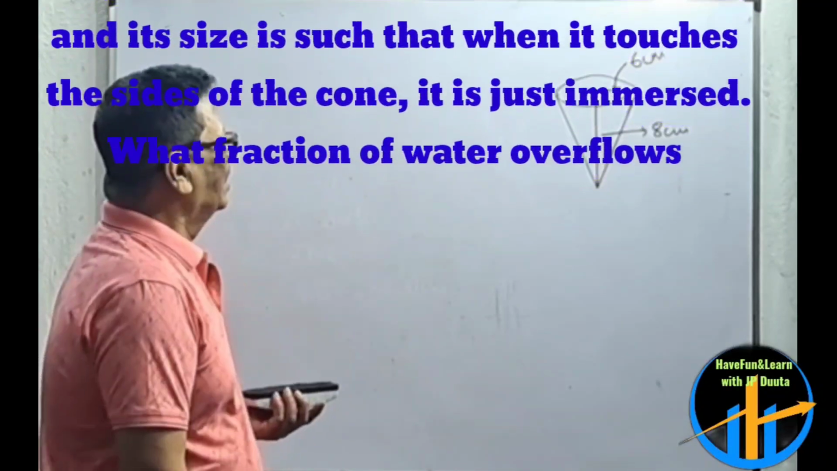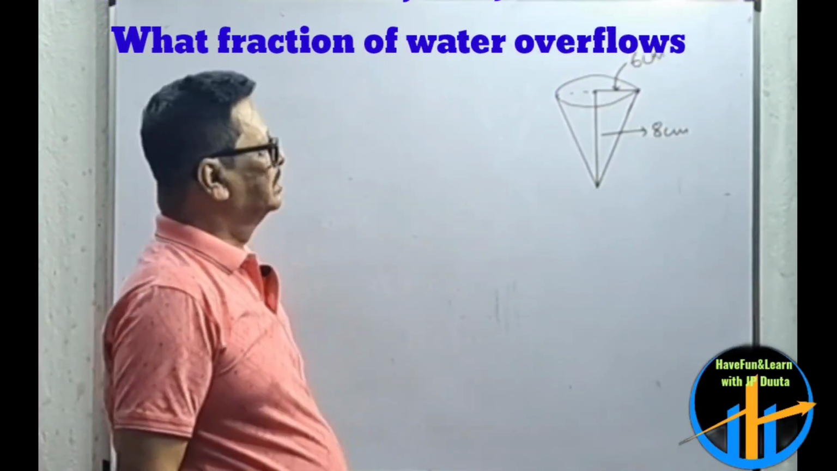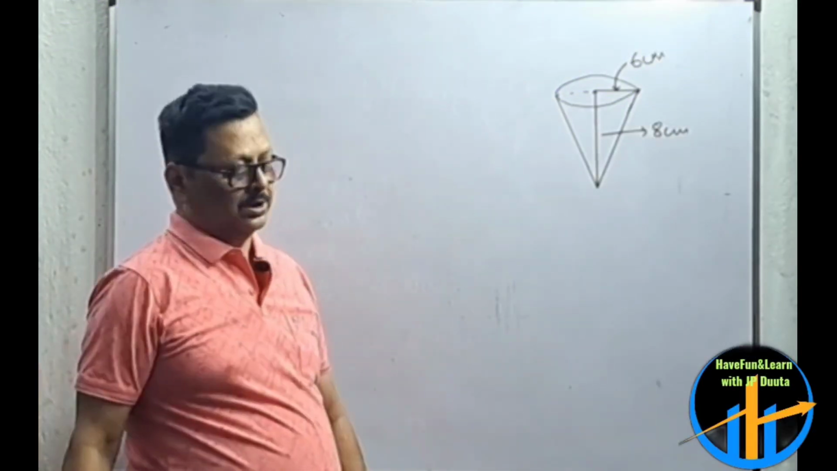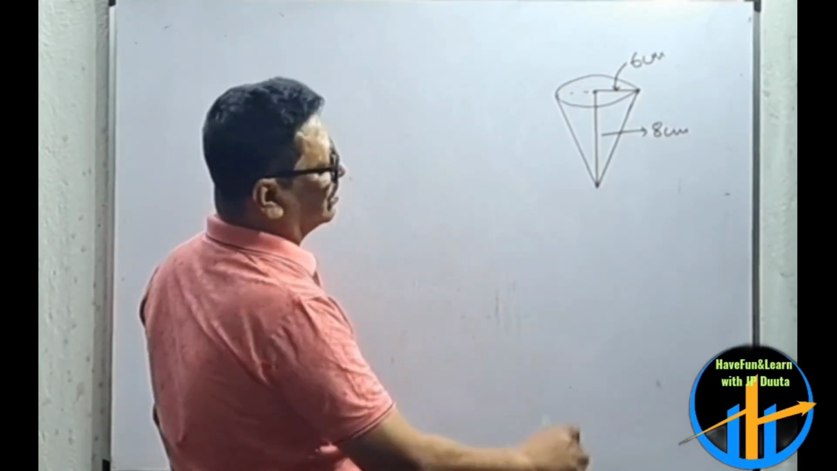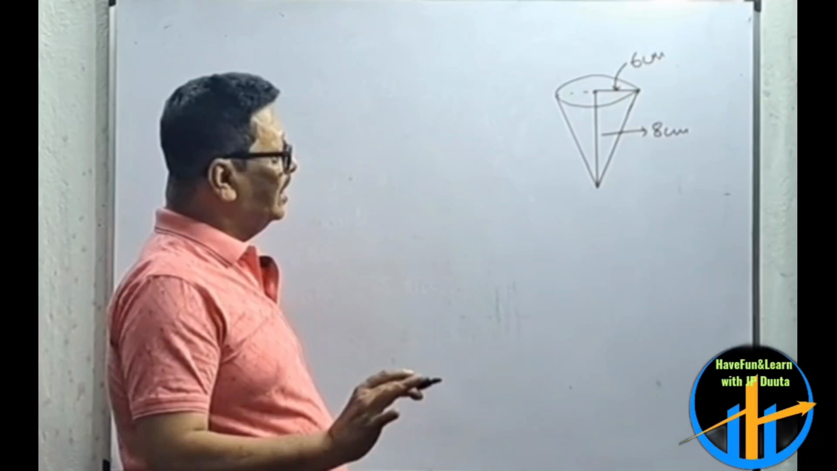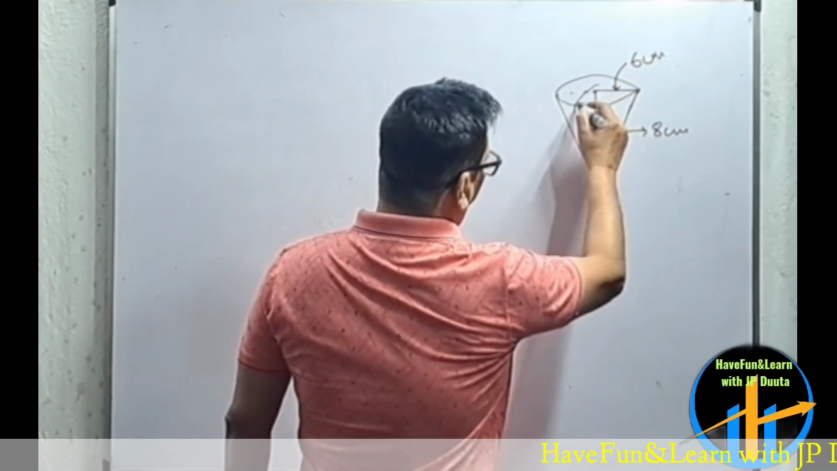Okay, now coming back. Now it says there is a cone which is full of water. The height of the cone is 8 centimeters and the radius of the cone is 6 centimeters. Now a sphere is dropped inside it.